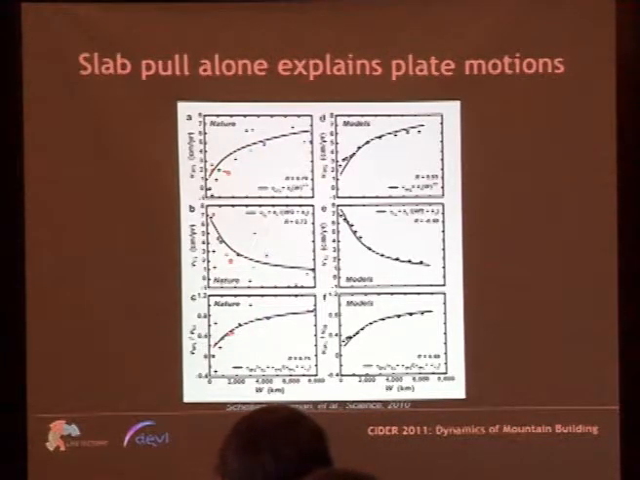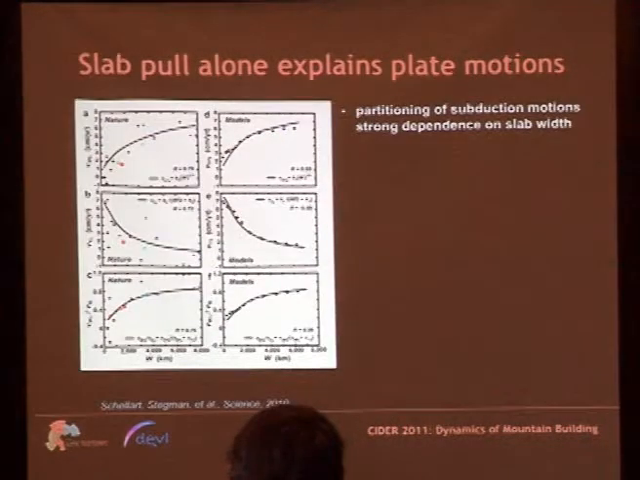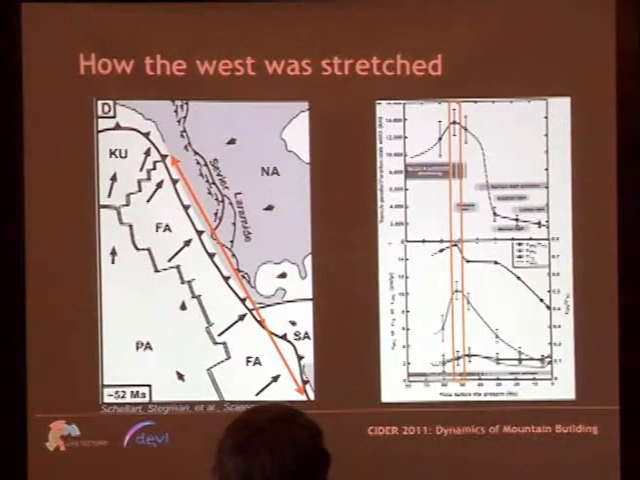So that was nature. That's what's going on in the Earth. And these are for our models, using our fluid dynamic theory. I think this trend of partitioning, with narrow plates mostly retreating and wider plates mostly advancing, is pretty neat. So I'm going to skip over this and just finish with the Laramide orogeny.